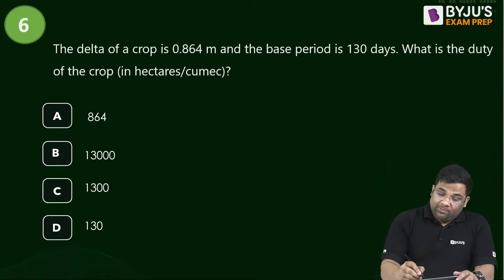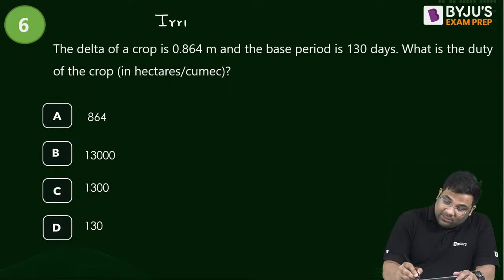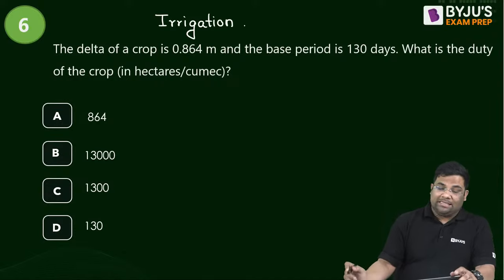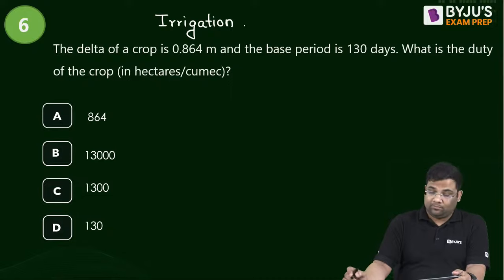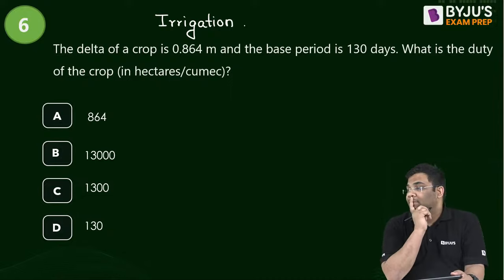Now, the next question is from irrigation only. Okay, tell me the answer to this. So a very basic question from what? Your duty, delta, base period. Very basic question. Please answer quickly, quickly. There are only 6 questions. You have to solve 40 questions and then Krishna sir will also solve 125 questions. Okay. So please tell me the answer to this question. What's the answer?